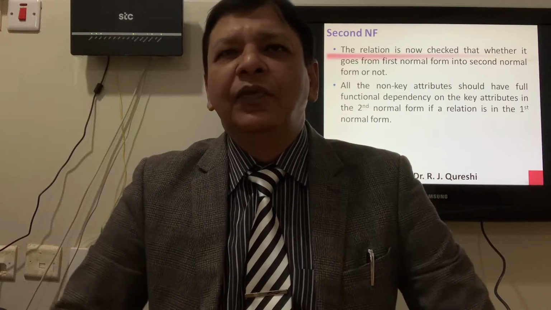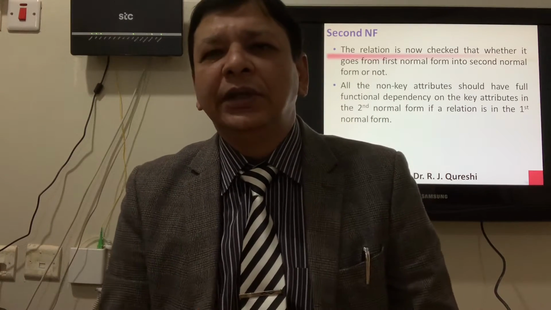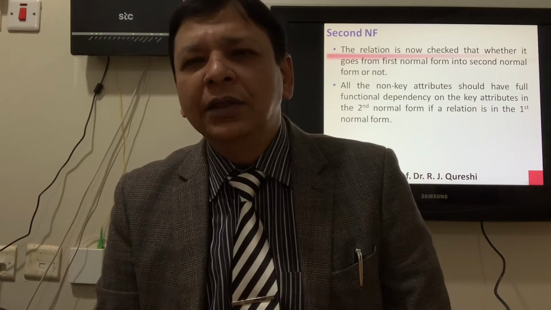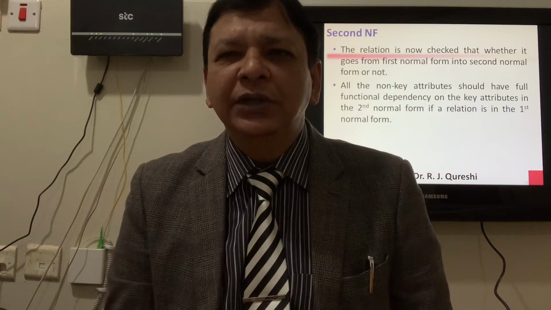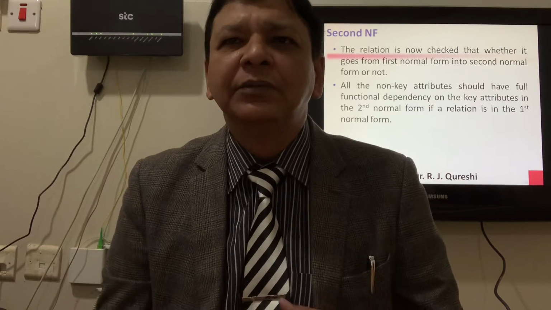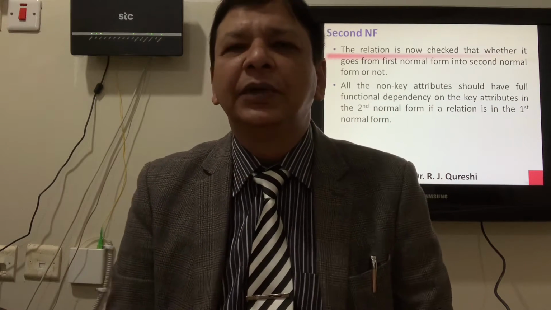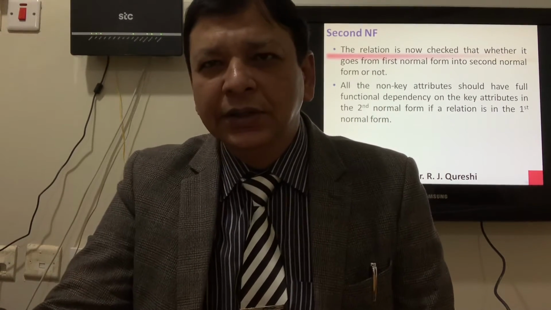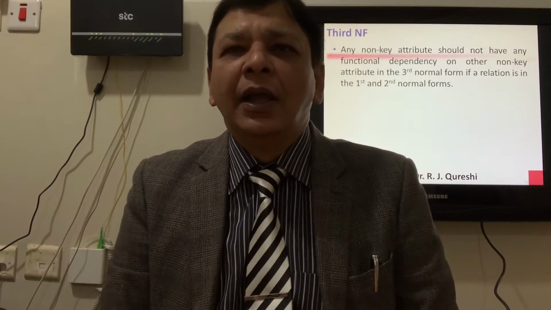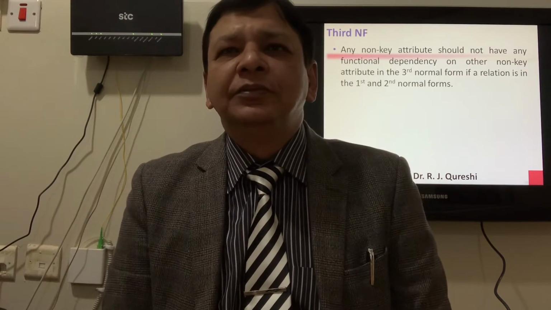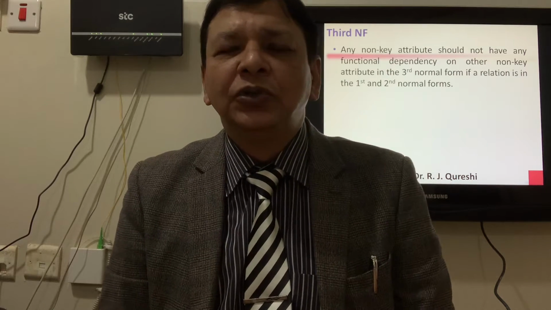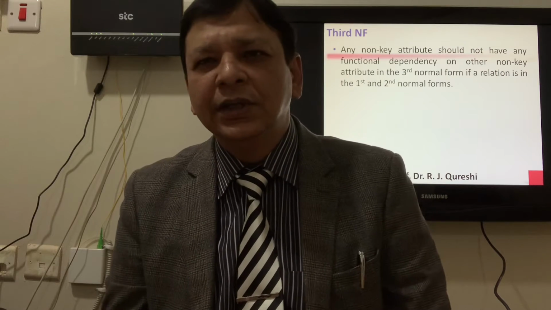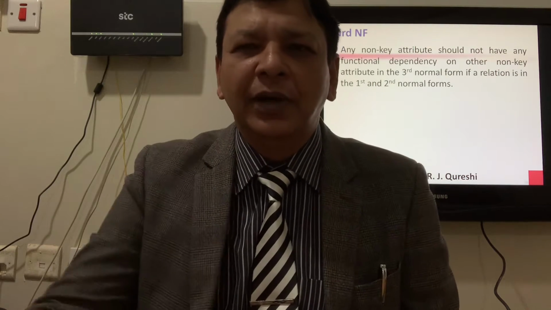In the second normal form, the relation is now checked whether it can go from first normal form to the second normal form. All the non-key attributes should be fully functionally dependent on the key attributes, the primary key of the relation. That's the second normal form, if the relation is in the first normal form. In the third normal form, non-key attributes should not have functional dependency on other non-key attributes, if it is in the first normal form and the second normal form.